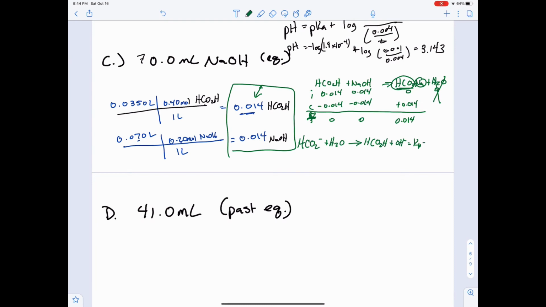All right, so I'm going to say my Kb is equal to my Kw over my Ka, and my Ka value is earlier on the page. Remember, that's 1 times 10 to the minus 14th over that 1.8 times 10 to the minus 4. And that's going to be equal to my base times my acid over my HCO2 minus, which is x squared over my HCO2 minus.